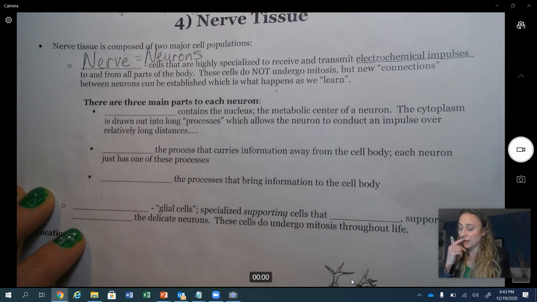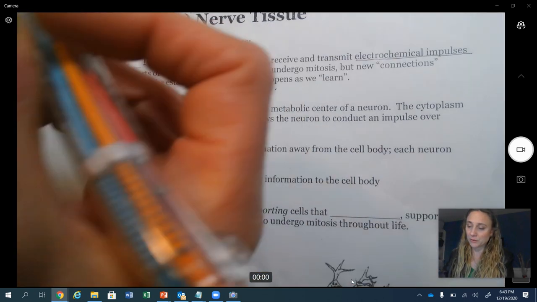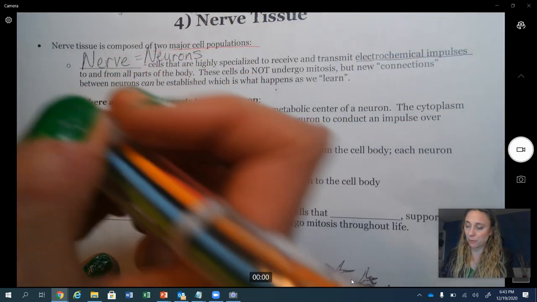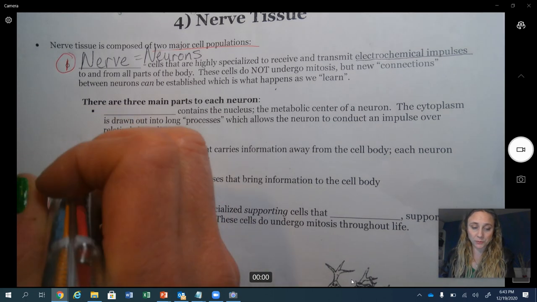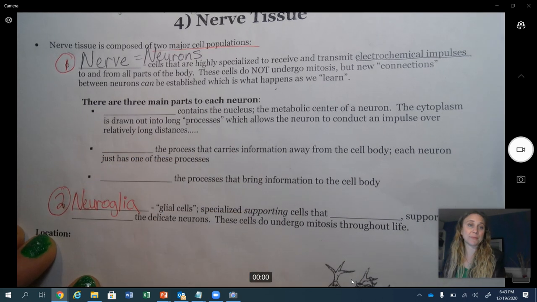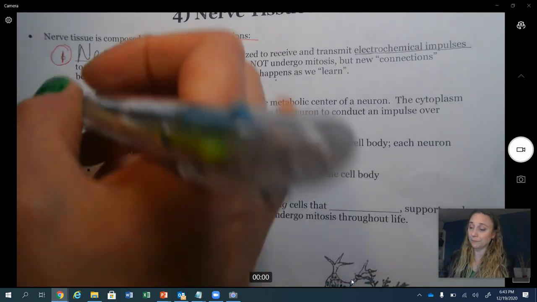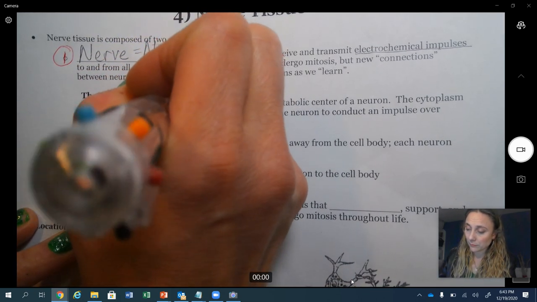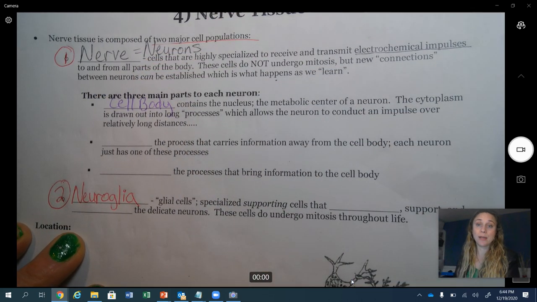So these cells establish connections, but there's about three main parts. By the way, we say there are two major cell populations: the actual neurons themselves, and the supporting cells, which we call neuroglia, which we'll talk about in a second. The nerve cells, the neurons, have a cell body, which is drawn out into long processes that create the other structures. These long processes allow the cell to receive and transmit signals.